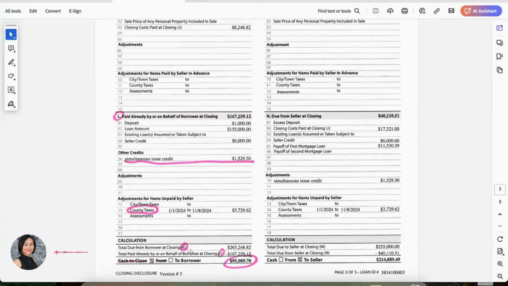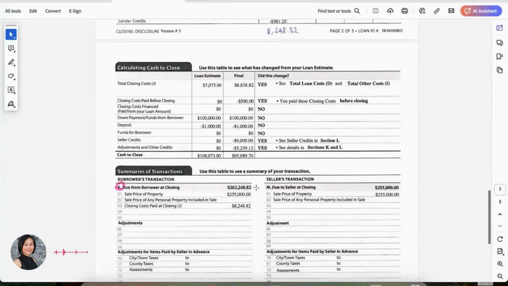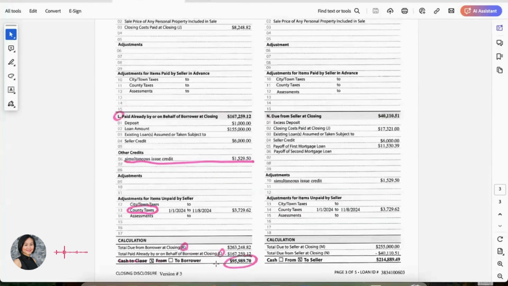So let's recap it again. 263. Okay. Due from borrower at closing, 263. Got that? Okay. And then L, fees already paid. So you take the total due from buyer at closing, 263, and then you subtract the total fees already paid, 167. Then the cash to close is $95,989.70. I hope it makes sense.